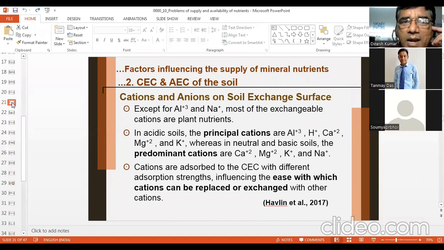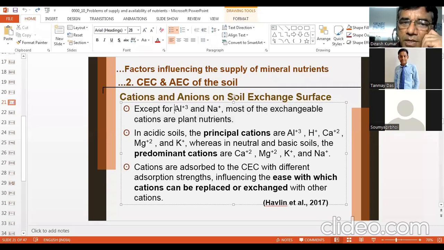Now, cation and anion on the soil exchange surface. We are continuing with the second factor, that is CEC and AEC, but in between, let us have some knowledge of cation and anion exchange. Except aluminum and sodium, most of the exchangeable cations are plant nutrients. Aluminum and sodium are also in the soil, but they are not plant nutrients. Their exchange also happens, and their uptake by plants also happens. Of course, they are non-essential.